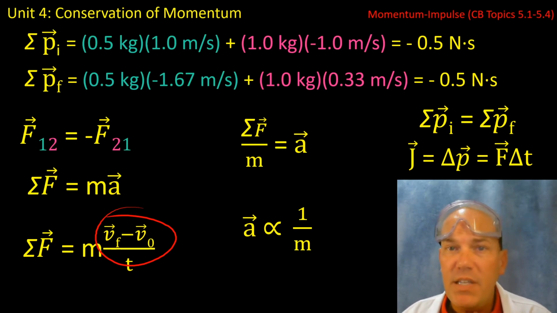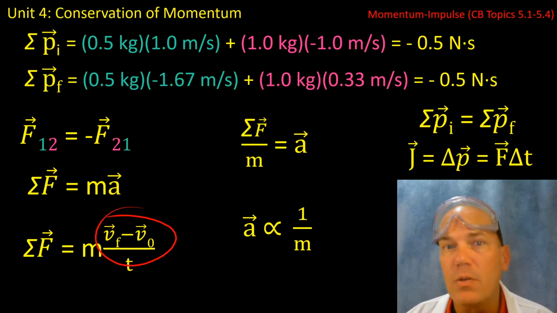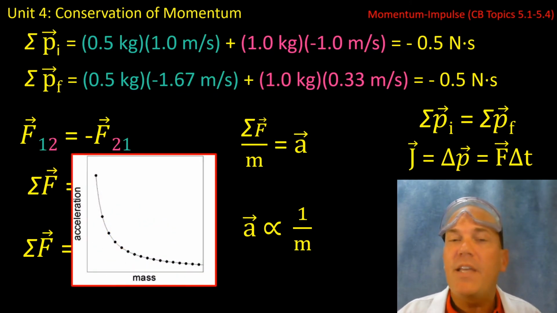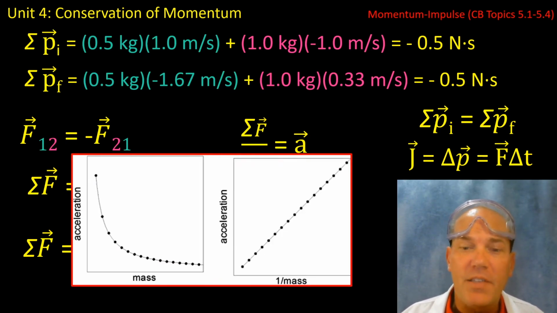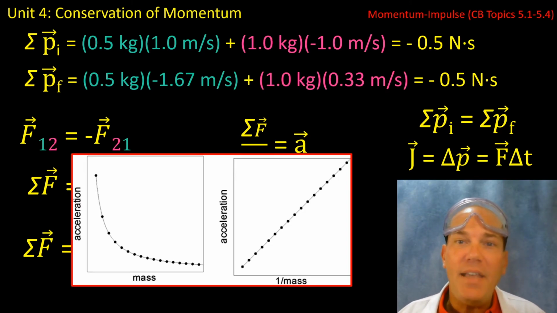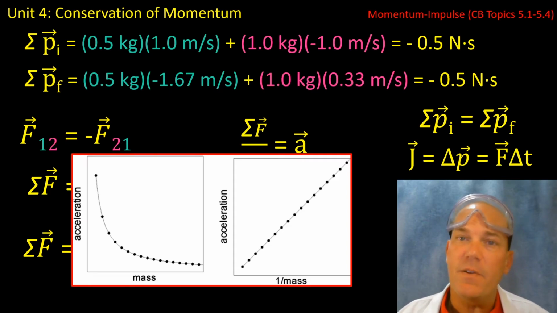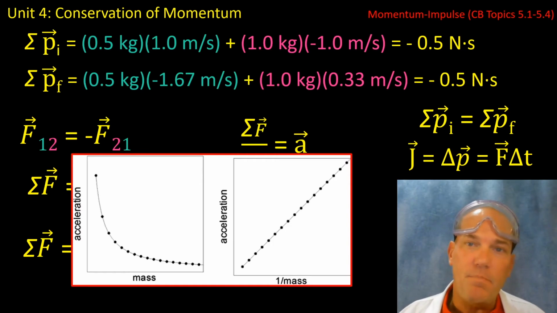And indeed, we see that the acceleration for an object is inversely proportional to its mass. Let's look at it graphically. If we looked at it graphically, we would see this relationship occurring. We could linearize this by taking, for the x-axis, instead of graphing mass, graphing 1 divided by the mass, which is the inverse of mass. That would linearize this graph, giving us a constant positive slope.